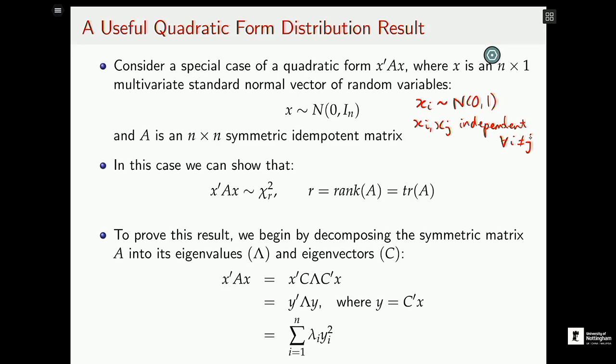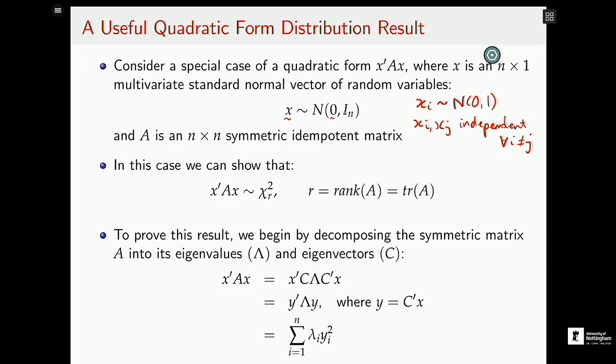So all different x's are independent. And we can write that as the vector x being multivariate normal with a vector of zeros for the mean, and the variance covariance matrix being an identity, because all the variances of the x's are equal to 1, and all the covariances are equal to 0 due to independence. So that's what's going into X in this quadratic form, multivariate standard normal.